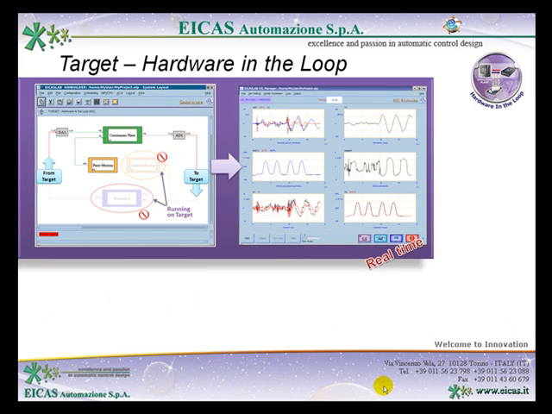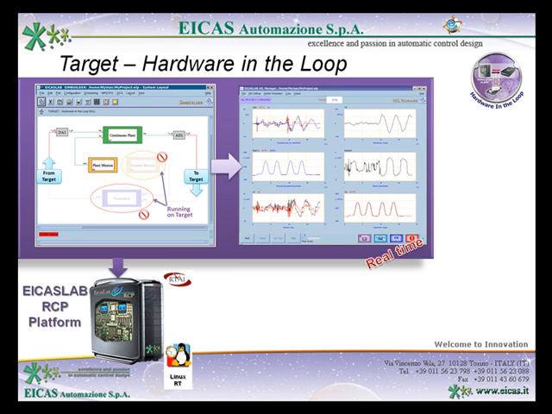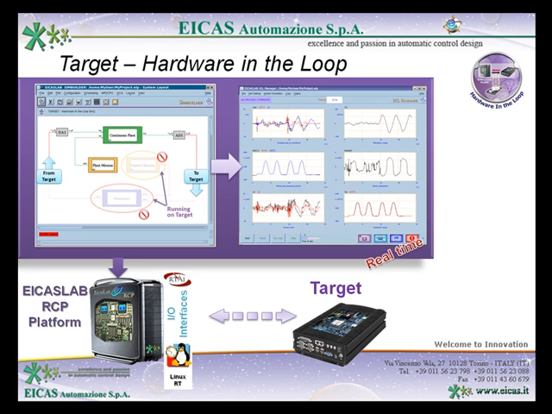The second target submode, named Hardware in the Loop, is devoted to test your control strategies installed in your final target against a simulated plant before directly acting on the real plant. Typically, such a phase allows to check the correct integration of the control software on the final target. In this sub-mode, you just work with the EICASLAB RCP platform and the target. On the RCP platform, you run in real time the desired part of the plant and of the mission, while the control algorithm runs in real time on the final target.